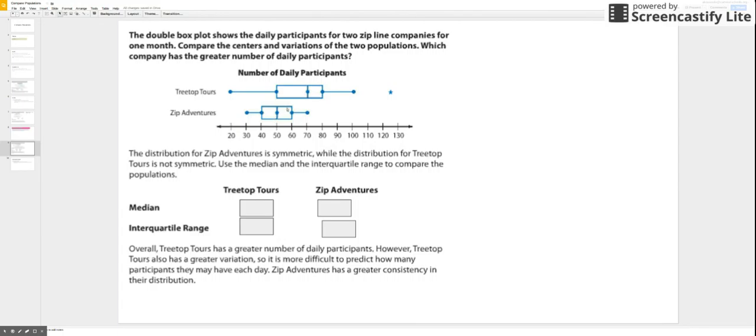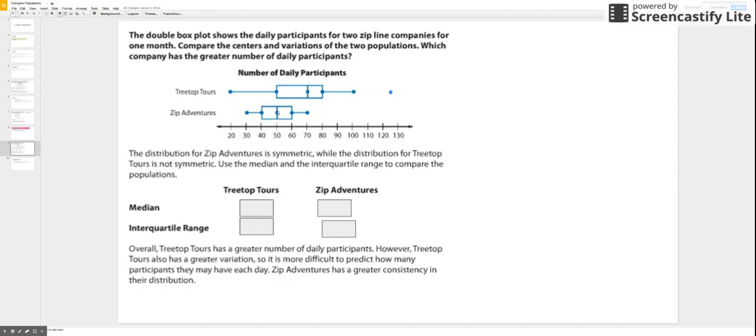this one is symmetric because you can fold it down the middle here. This one is not symmetric because if you fold it down here, one is not going to directly lay on the other side. By the way, this star here represents an outlier. All right, so the distribution of Zip Adventures is symmetric, while the distribution for Treetop is not symmetric. So use the median and the IQR to compare.